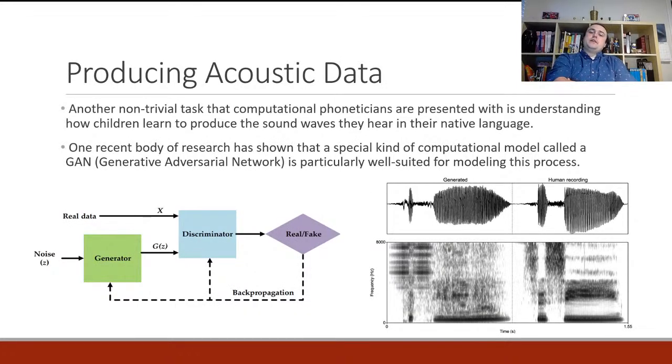And the last thing to talk about with acoustic phonetics and computational tools is the task that phoneticians have of figuring out how children learn to produce the sound waves they hear in their native language. So this is not something that's new, right? Phoneticians have been trying to figure this out as well for a while. But I want to focus in on one recent body of research that has shown that a special kind of computational model called a GAN, which stands for Generative Adversarial Network, is particularly well suited for modeling this process. So on the bottom left, I've got a kind of diagram for how a GAN works.